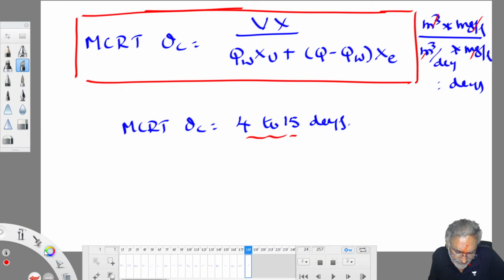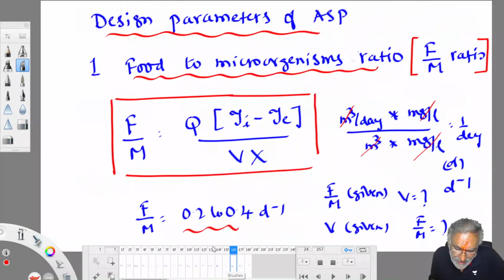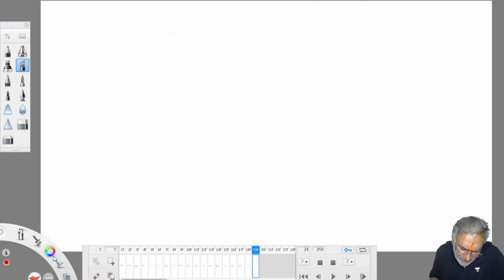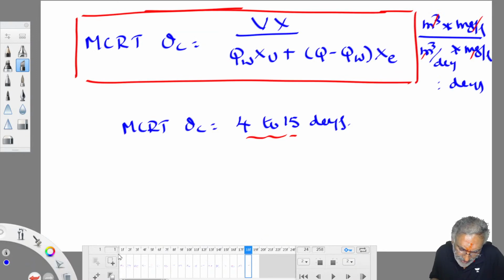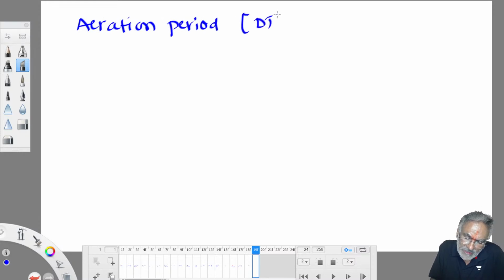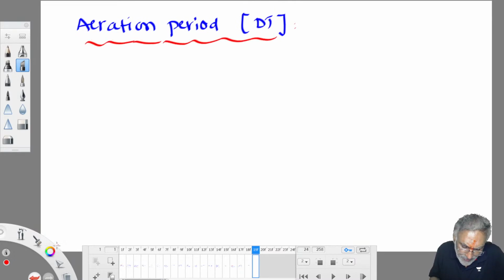It all depends. These first two are very, very important design parameters for the activated sludge process. The remaining parameters are so simple and easy, they are a bonus for you. One is the aeration period. How long is wastewater supplied with oxygen? It is nothing but detention time. As long as wastewater remains in the aeration tank, that much time oxygen is supplied to the organisms.